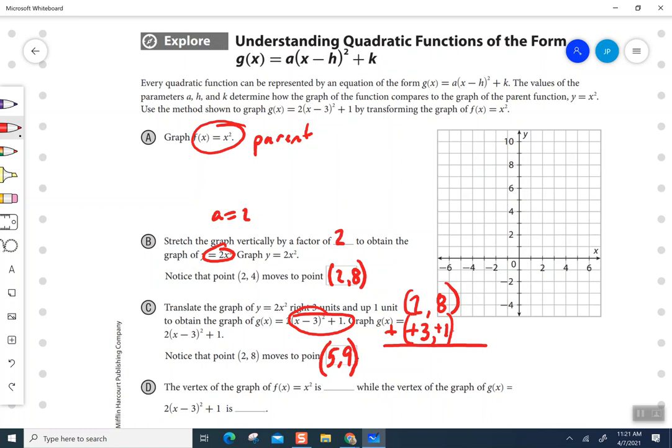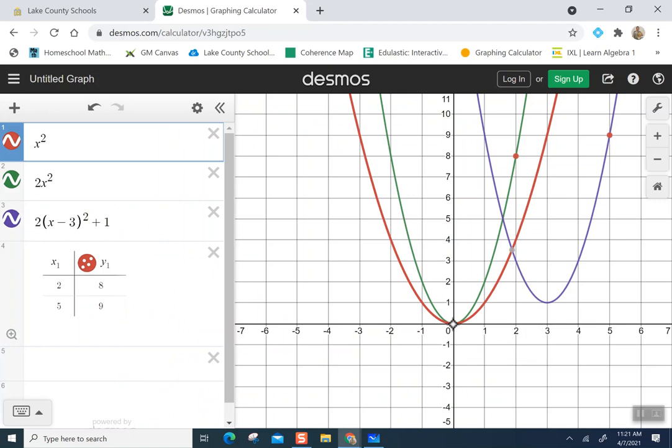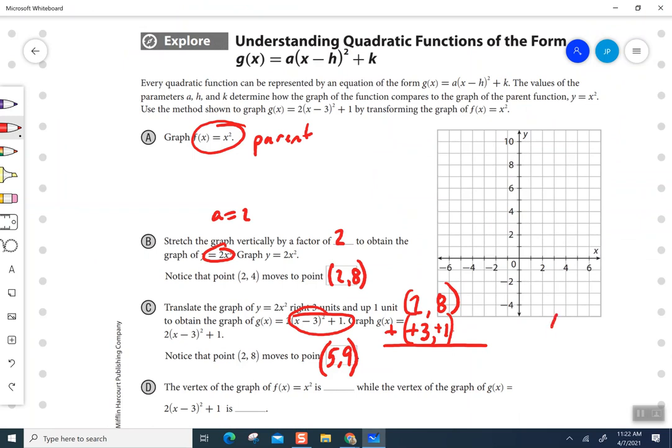Sure enough. So now it wants to know, where's the new vertex? Remember, the vertex was this ordered pair right here at (0, 0), and it moved to right here. So this new vertex is located at... we started at (0, 0), and we added 3 units over and 1 unit up. So my new vertex is located at (3, 1). So I come over here and I say my new vertex is (3, 1).